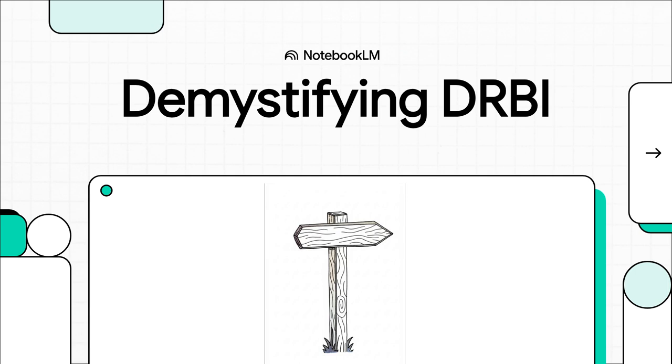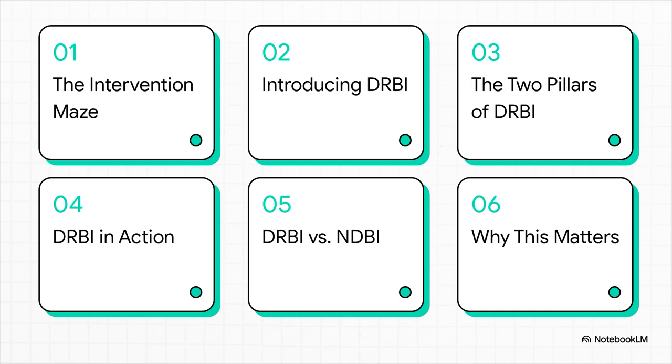Okay, let's get into it. So here's our game plan. First, we'll tackle what I'm calling the intervention maze, that feeling of being lost that so many people experience. Then we'll introduce a new acronym, DRBI, and really break down what it stands for, what its two foundational pillars are. After that, we'll see what it actually looks like in practice, and then, this is a big one, we'll compare it to another common approach, NDBI. And finally, we'll talk about why this new term is such a big deal.